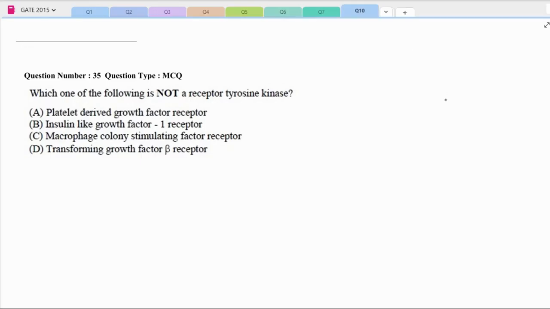Which one of the following is not a receptor tyrosine kinase? So this is a pretty easy question to solve if you know how different signaling pathways work and which receptors are involved in which signaling pathway. So that's a really big chapter to discuss, and just to keep this video short, the correct answer here is TGF-beta receptor. So this receptor is not a tyrosine kinase receptor. However, if you look at the rest 3, which is platelet-derived growth factor receptor, or insulin growth factor 1 receptor, or macrophage colony stimulating factor receptor, all of these are receptor tyrosine kinases. Phosphorylation takes place at tyrosine residues. However, TGF-beta receptor is not a tyrosine kinase receptor. Moving on to the next question.